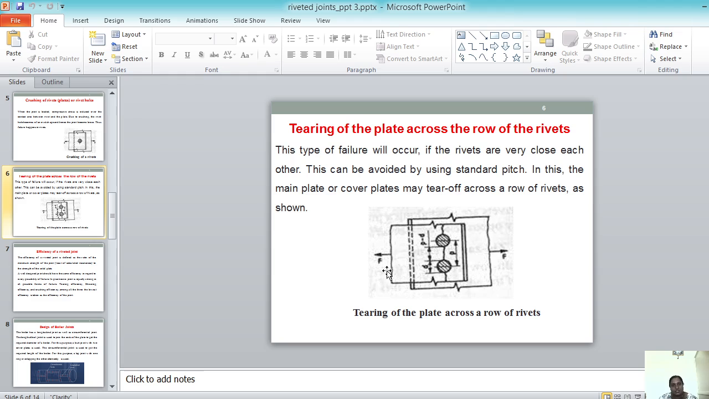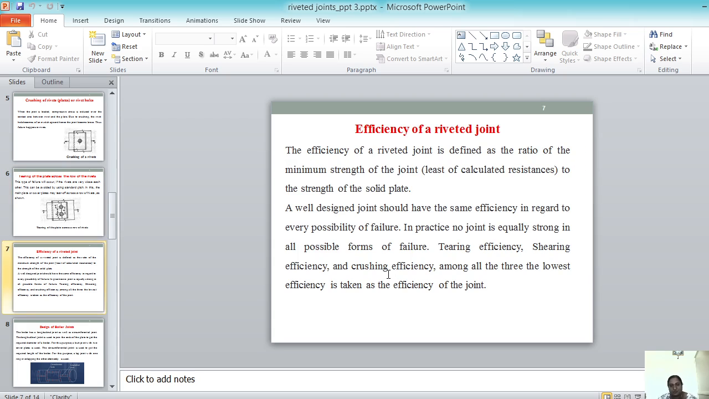These are the four different methods of failure in case of riveted joints. So we should avoid the failure by keeping proper margin, proper diameter, and proper distance between two holes. So we can avoid the failure.